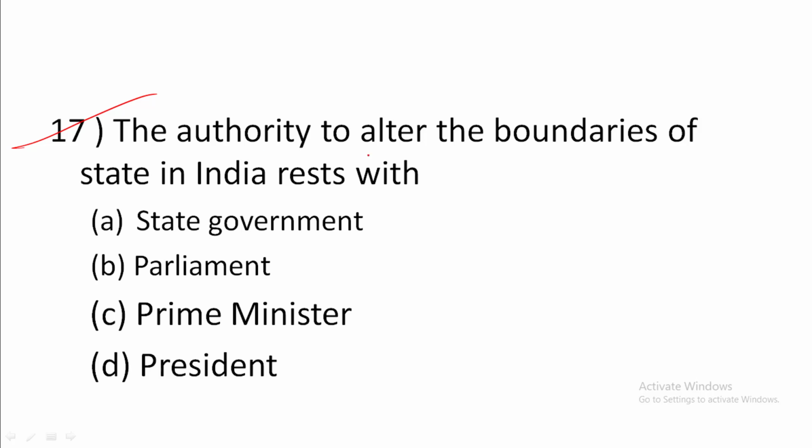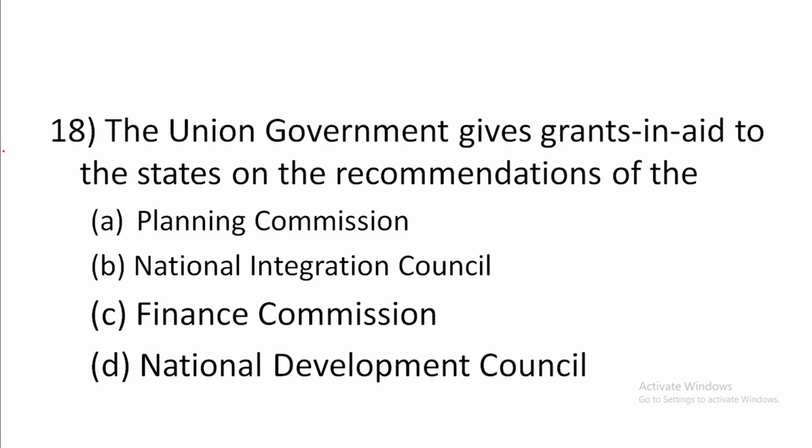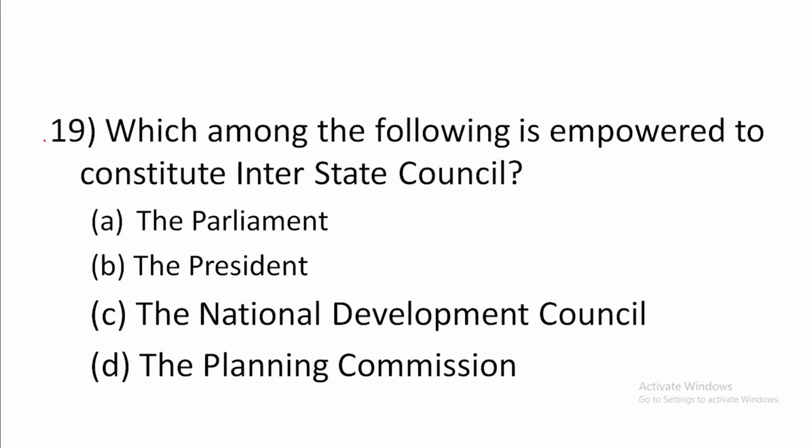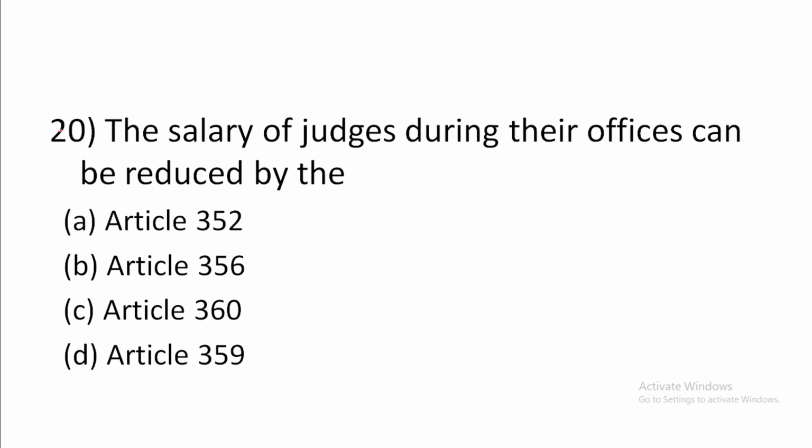17. The authority to alter the boundaries of state in India rests with. Answer B. Parliament. 18. The Union Government gives grants in aid to the states on recommendations of. Answer C. Finance Commission. 19. Which among the following is empowered to constitute interstate council? Answer, the President. 20. The salary of judges during their offices can be reduced by. Article 360.